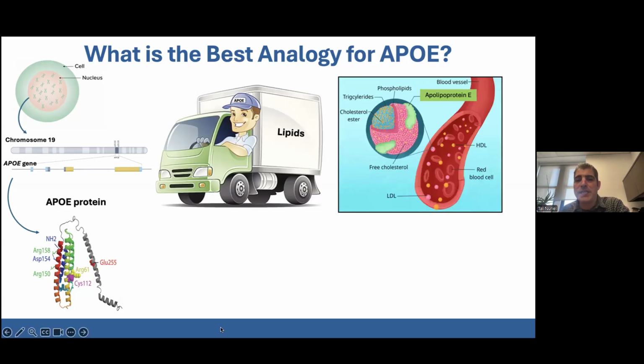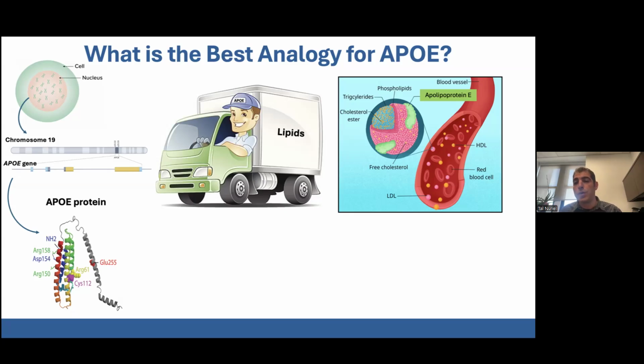So ApoE is basically the protein component of a lipoprotein particle. Everyone has heard of HDL and LDL cholesterol, obviously. Basically, HDL is high density lipoprotein, LDL is low density lipoprotein, and then cholesterol is the cholesterol component of that.